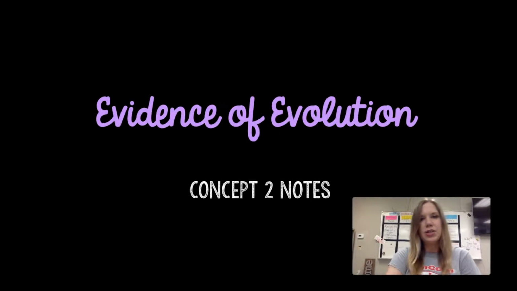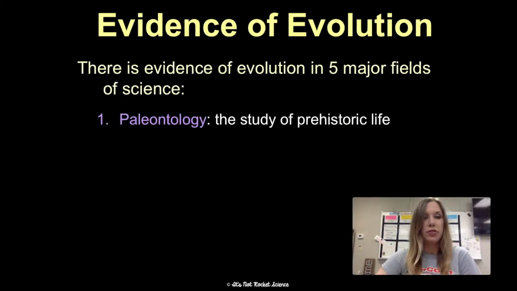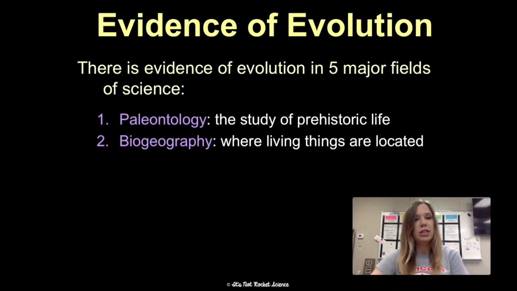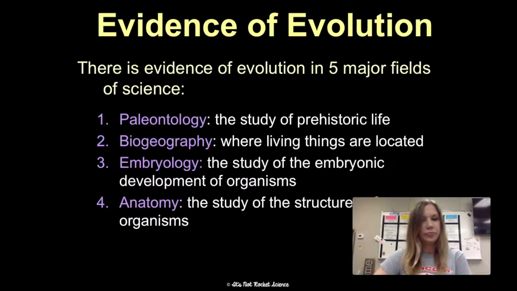Alrighty, so this is Unit 6, Concept 2, Notes on the Evidence of Evolution. There is evidence of evolution in 5 major fields of science. The first is paleontology, which is the study of prehistoric life. The second is biogeography, which is where living things are located. The third is embryology, which is the study of the embryonic development of organisms.